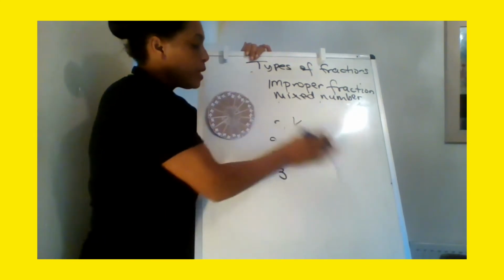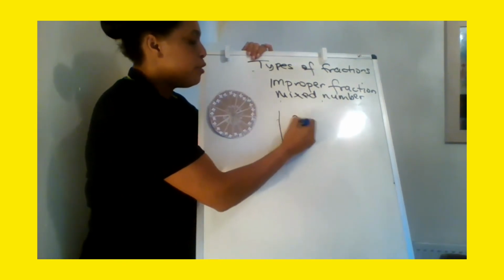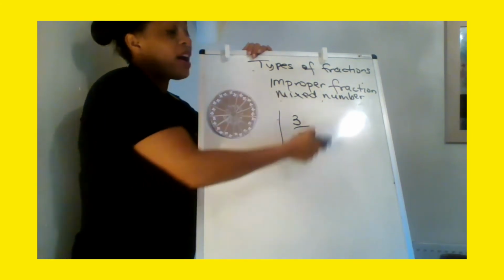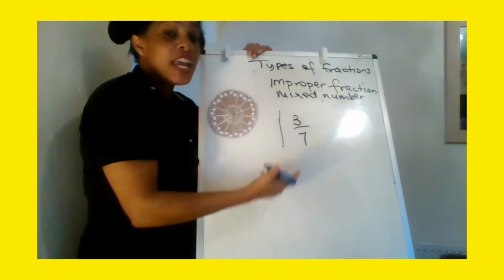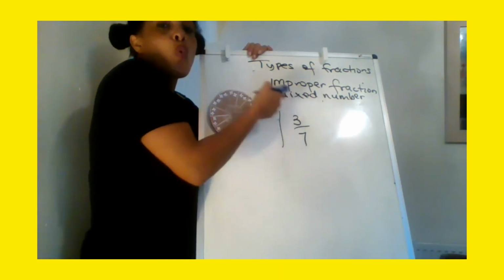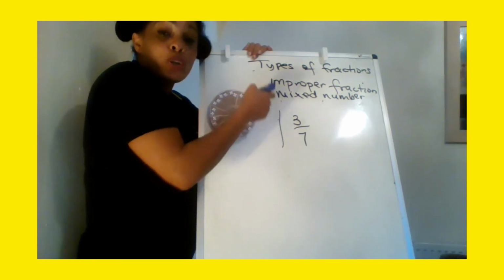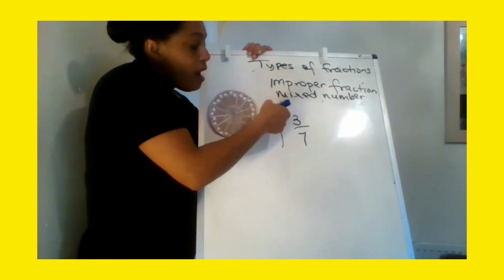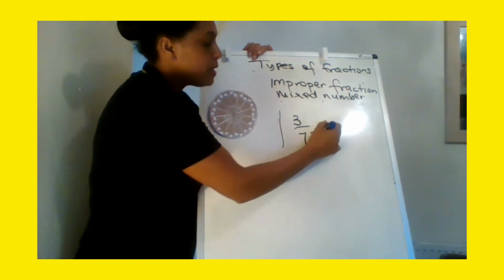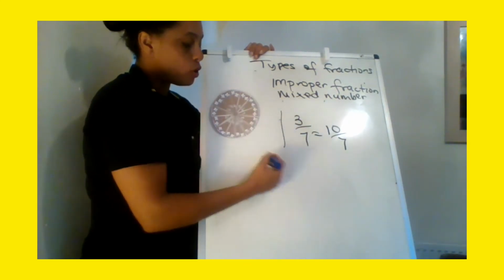Let's look at another example. 1 and 3 over 7. All this means is that I've had some cakes and I've cut up each cake into 7 parts. So this 1 whole cake means 1 whole cake that is cut up into 7 parts. So that's 7 out of 7. So that's 7 parts, but I have there 3 more parts left over. So 7 plus 3 is 10. So my answer is 10 out of 7. I've gone from a mixed number to an improper fraction.